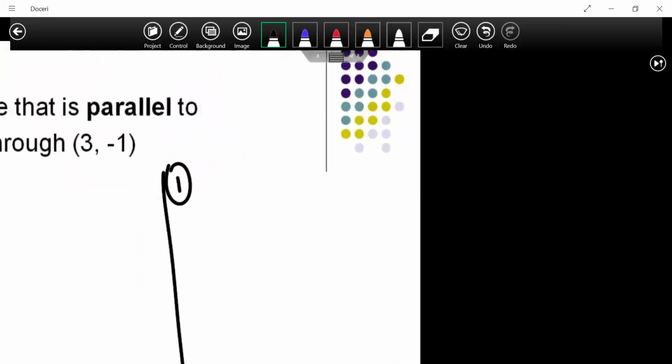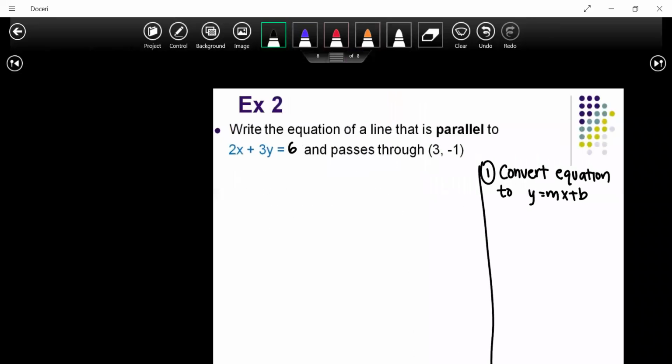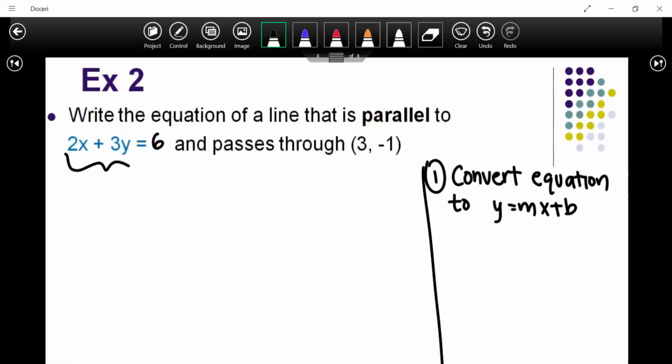So the first thing is, convert the equation to y is equal to mx plus b. I'm going to go ahead and do that first. I'm going to subtract 2x from both sides and get negative 2x plus 6. Dividing by 3, we get negative 2/3 x plus 2. So all I did is convert.